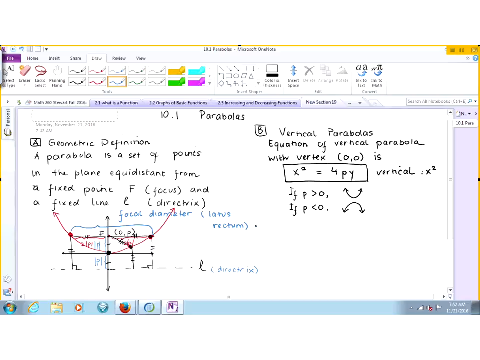So the focal diameter is 4 times the absolute value of P. Diameter is positive, so that's why we put an absolute value here of P. So 4P here is actually the length of the focal diameter.